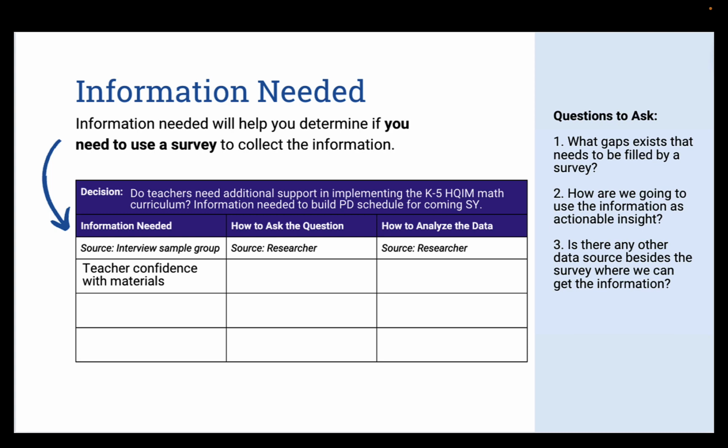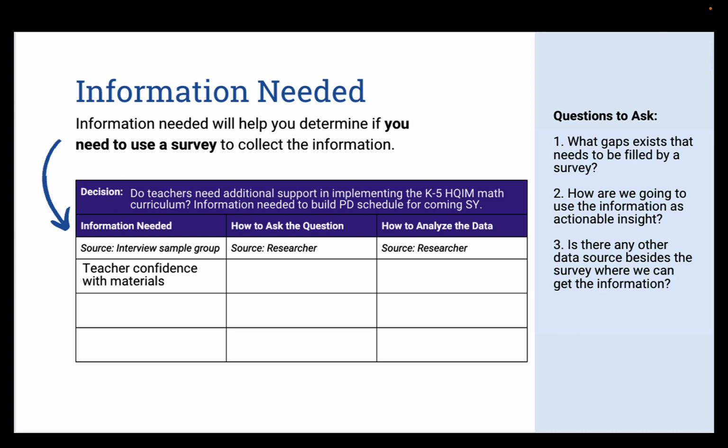Once we have determined the decision or decisions that need to be made, the first step in using the survey design document is determining the informational needs. The informational needs should come from the research sponsor or sponsors and interview sample group. To obtain this information, you should host a small focus group with the group needing the information, asking the following questions. First, what gaps exist that need to be filled by a survey?